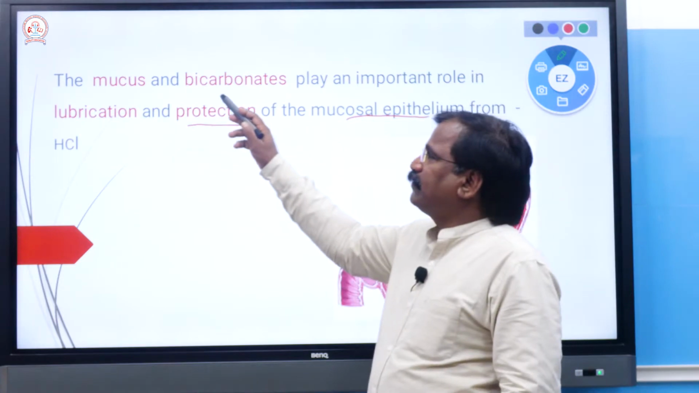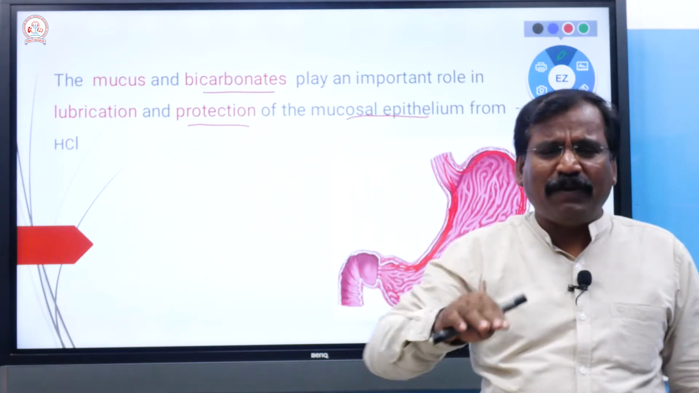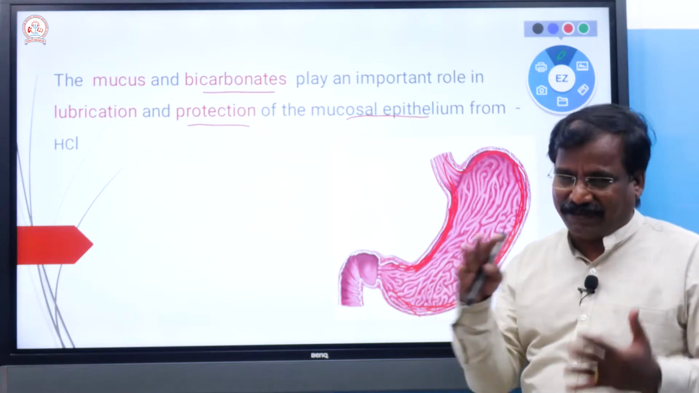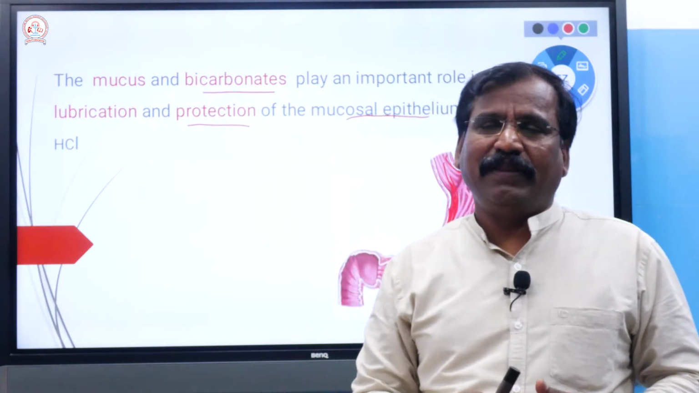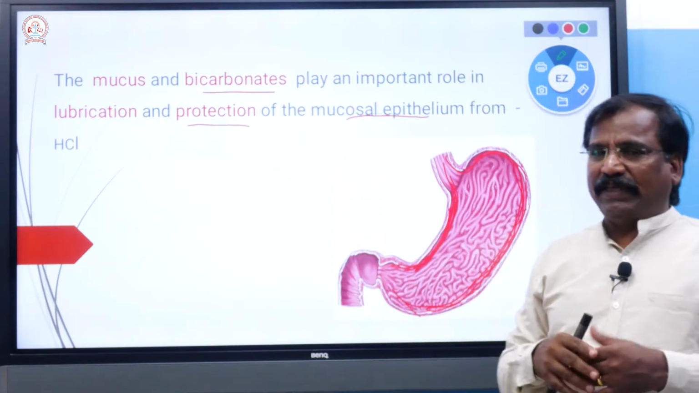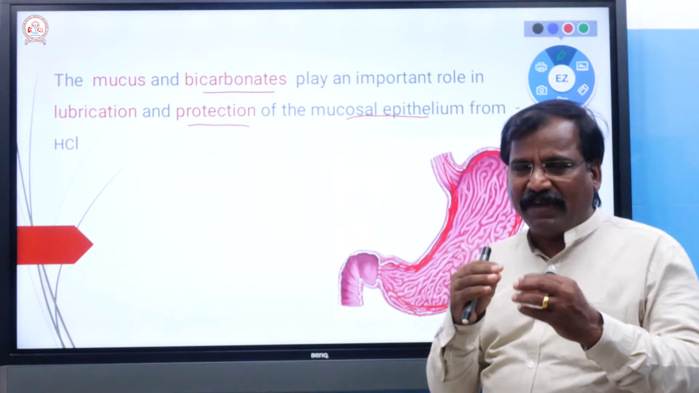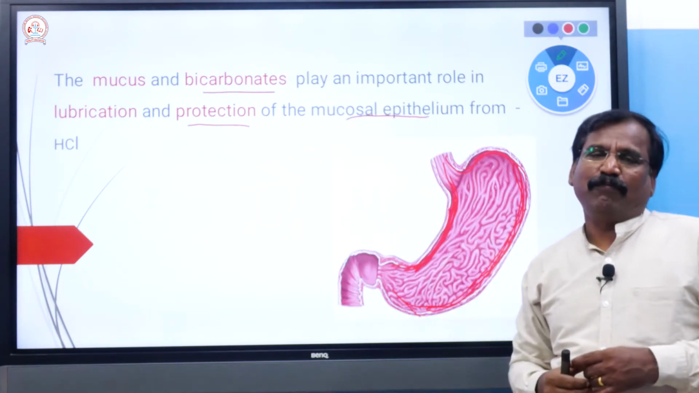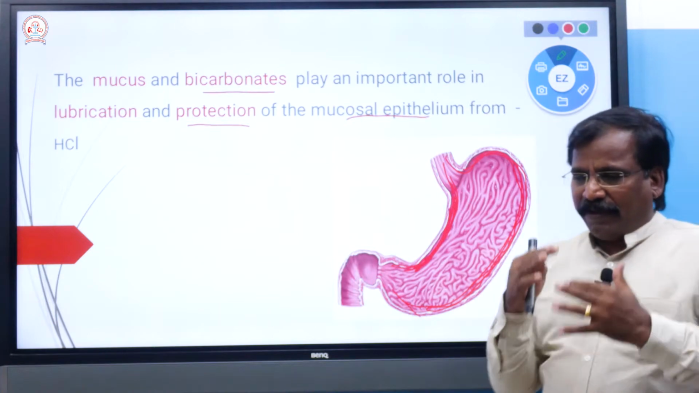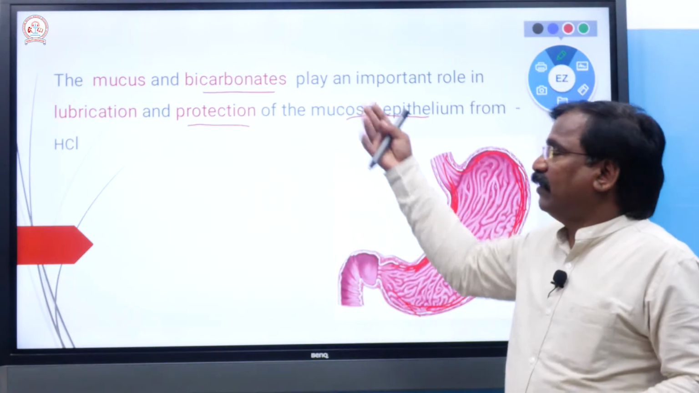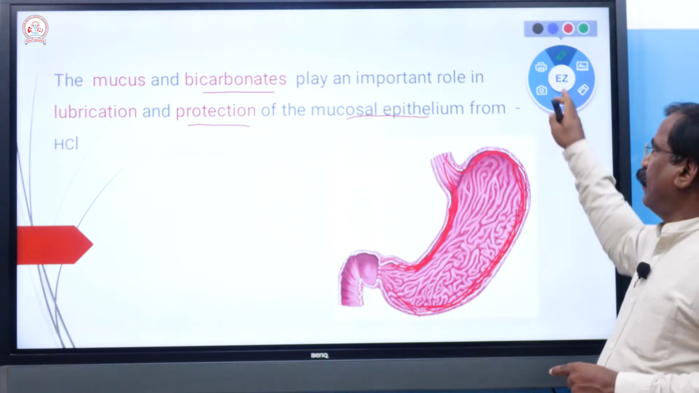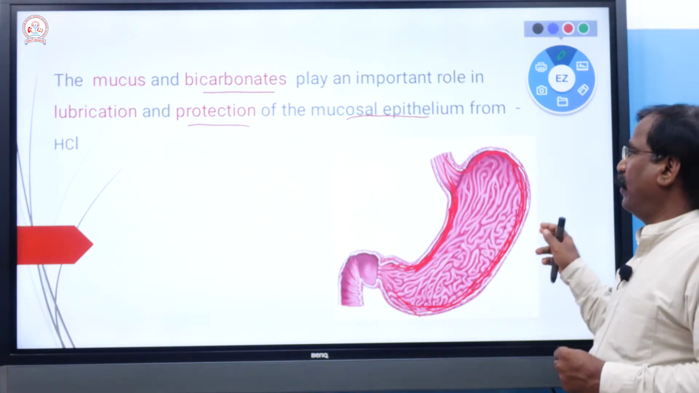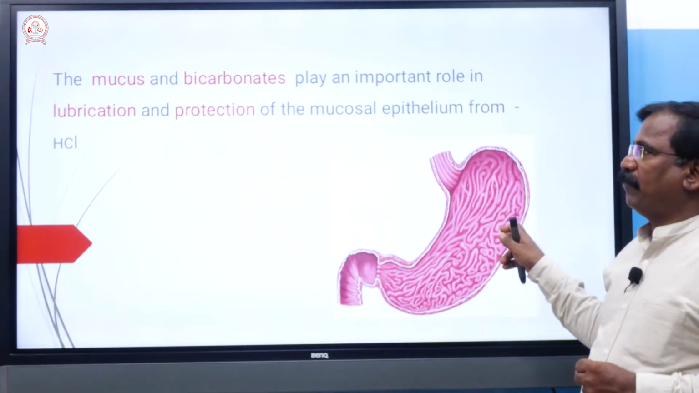How are the bicarbonates helpful in protecting the internal layer of the stomach? Bicarbonates neutralize the acid. The HCl's power is decreased by the action of the bicarbonate. The bicarbonate is a base salt that neutralizes the acid. Thus bicarbonates and mucus protect the inner layer of the stomach.